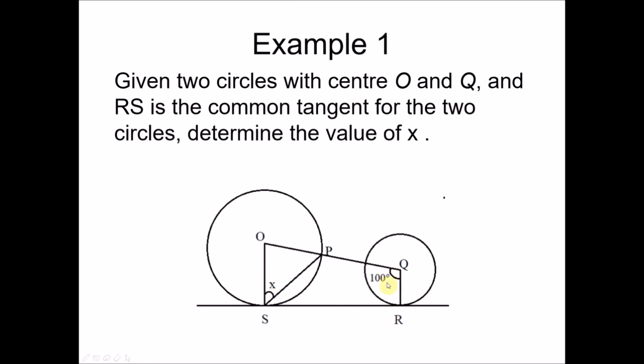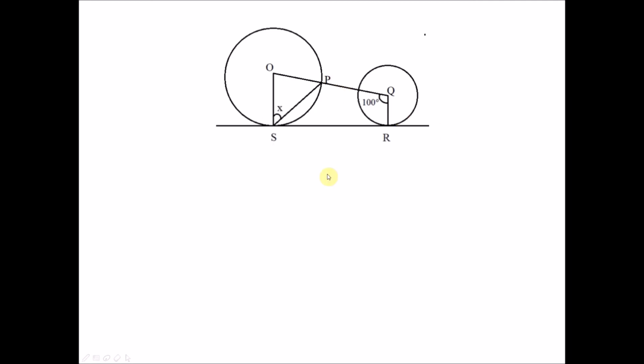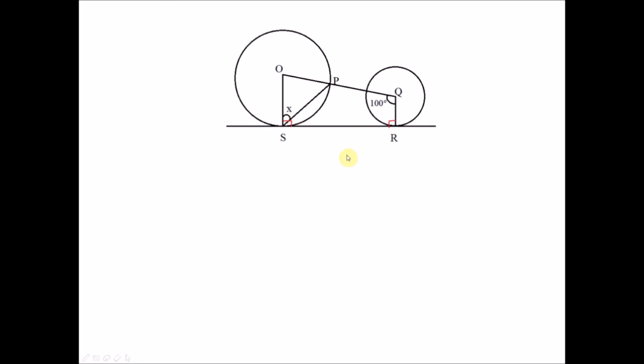So now we have 100 degrees here for this angle. In order to find the x, we try to find the angles for the other parts first. So we try to examine this diagram again. So since RS is a common tangent for both of these circles, hence this angle here is 90 degrees. This angle here, OSR, is also 90 degrees because RS is the common tangent.